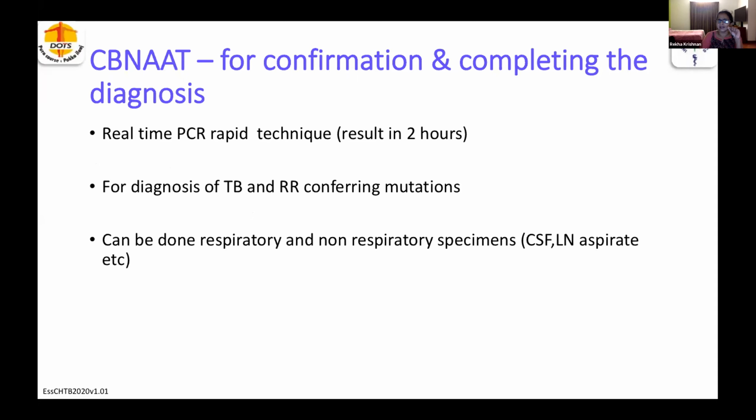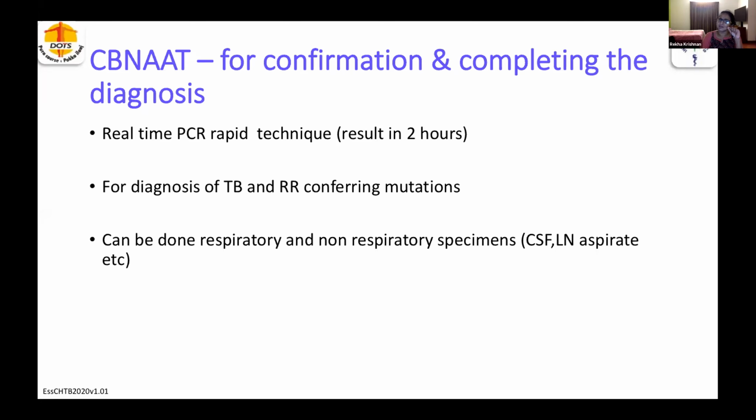And it is a real-time PCR rapid technique. And the most important highlight is that we will get a result in 2 hours. And in these 2 hours, we can both diagnose tuberculosis and also identify rifampicin resistance conferring mutation.